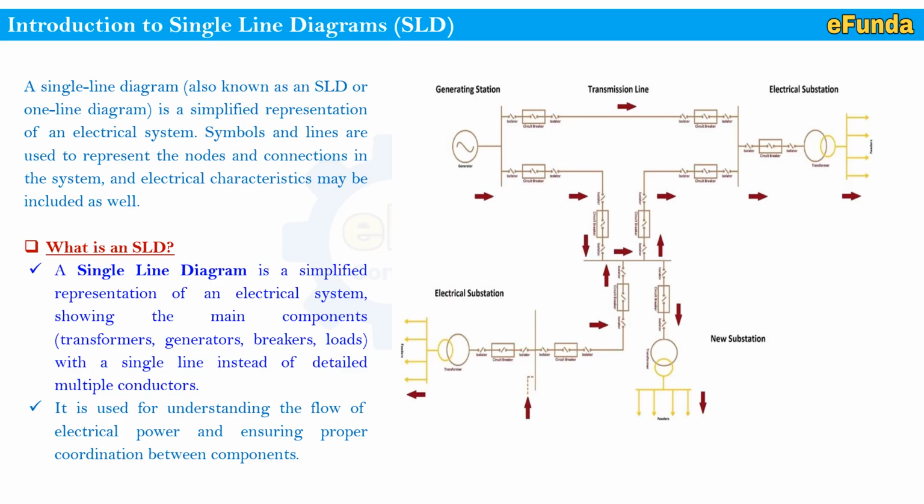coordination between the components. As one can see in the picture, starting from the generating station, the power goes through the various components and then passes to the transmission line. Further, it is connected to the electrical substations. Simultaneously, it is further distributed to the various effective loads and connected to the new substation as well as the electrical substations. This is the flow of the system in a single line diagram for passing the power supply to the respective loads or consumers.